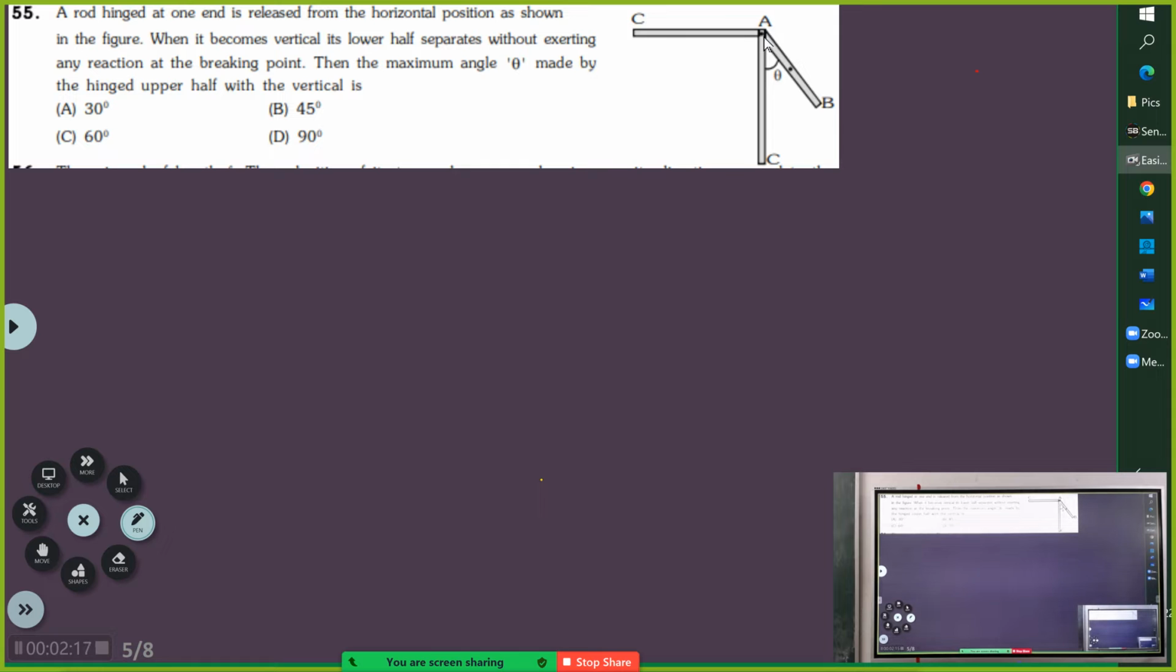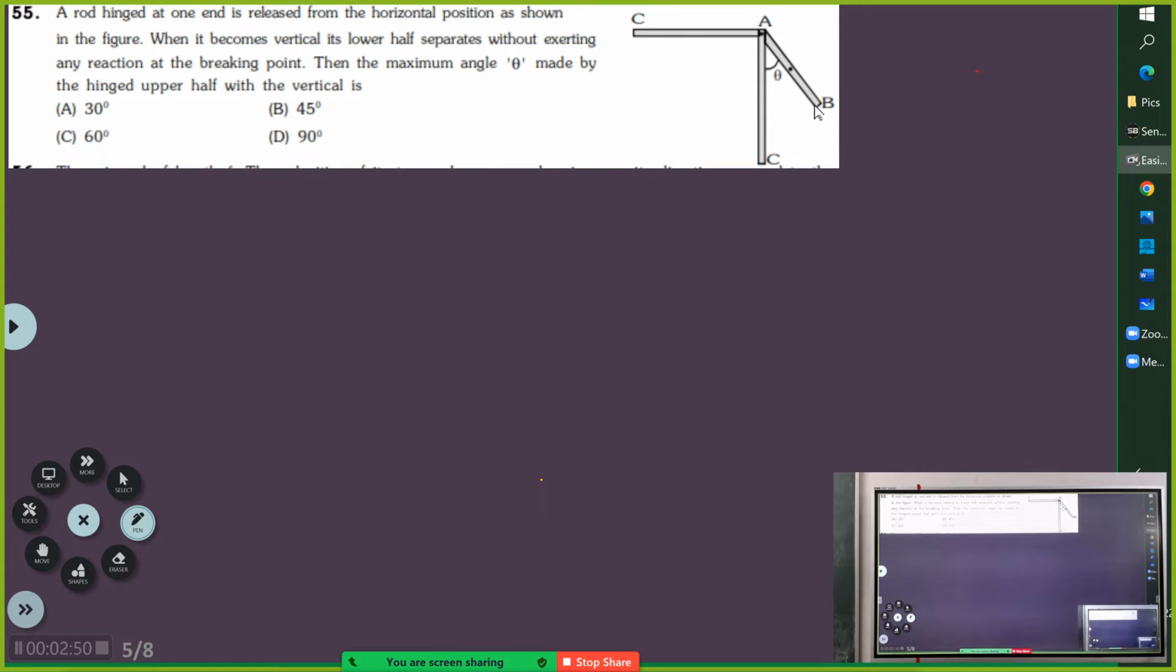I am telling you, this rod AC is broken here at the center, no? See, supposing it is broken at the point B here, right? Then what is the energy of the rod AB? At angle theta? No, not at angle theta, at 90 degrees. Sir, we will not require that, so I did not calculate.